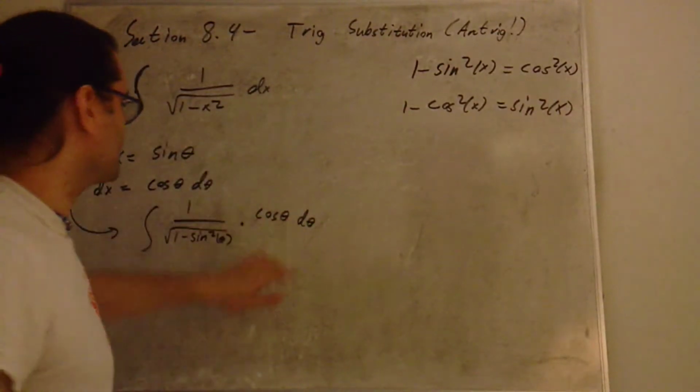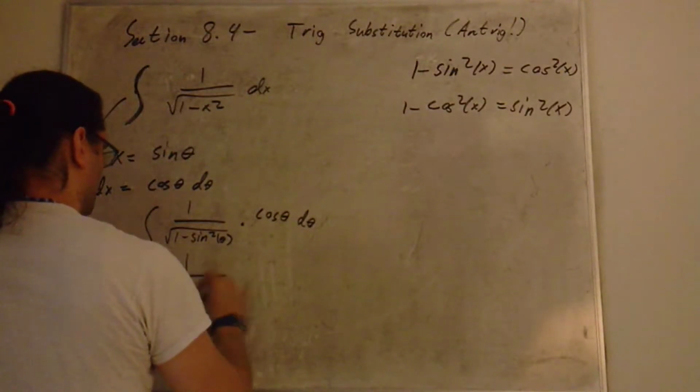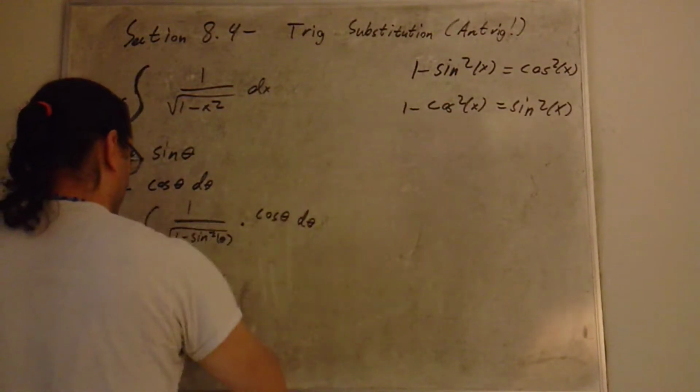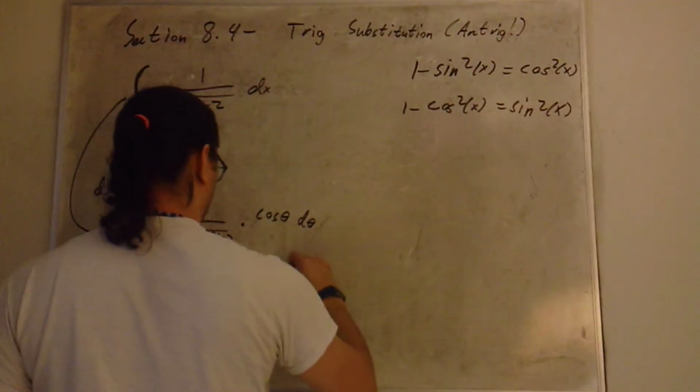This is my dx. And I can simplify this business down here. We already said, according to the Pythagorean identity, that this is going to be the square root of cosine squared times cosine d theta.